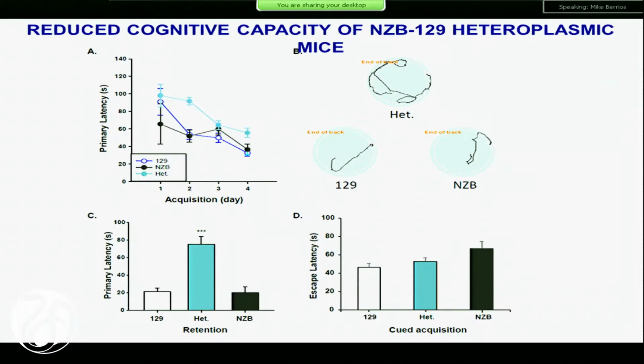So just having heteroplasmy with exactly the same nucleus caused an effect on their behavior, their ability to deal with stress, and in fact their learning capacity. So I think we do have to be a little bit concerned about heteroplasmy.